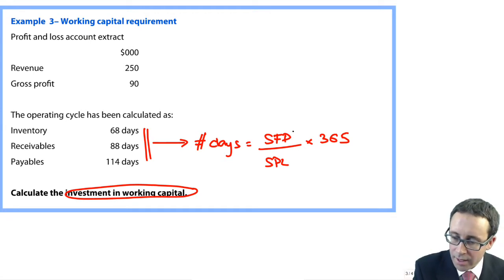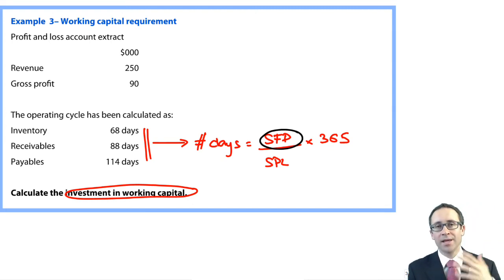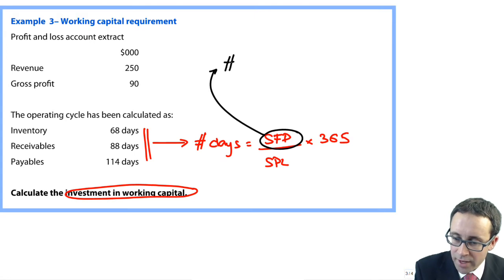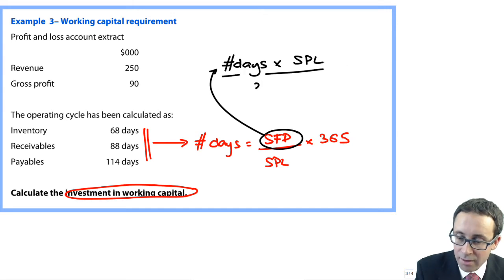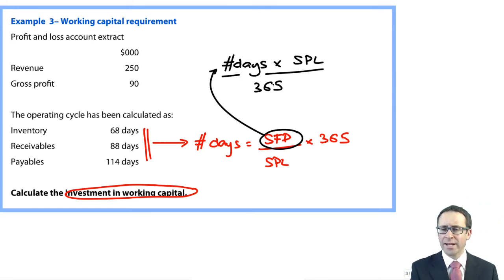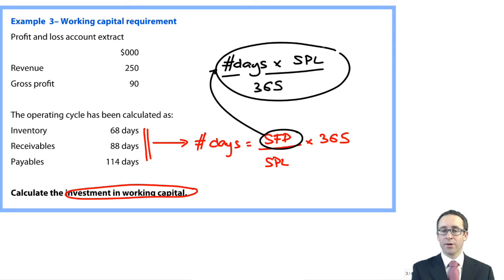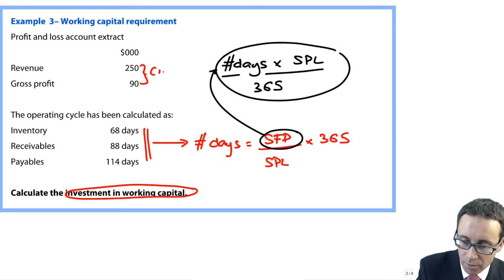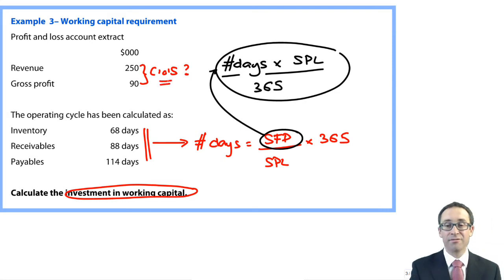Here we want to find the amount of working capital invested in the statement of financial position. So we take the number of days, multiply that by the profit or loss figure, and then divide by 365, rearranging that equation. We've got the number of days for inventory, receivables and payables at the bottom. We've got the revenue, which we will use. We're given gross profit, so we can work out your cost of sales quite simply as the difference: 250 less 90 is 160. So cost of sales is 160,000.